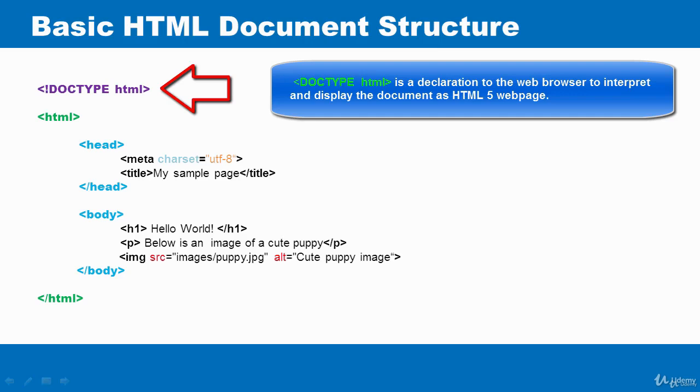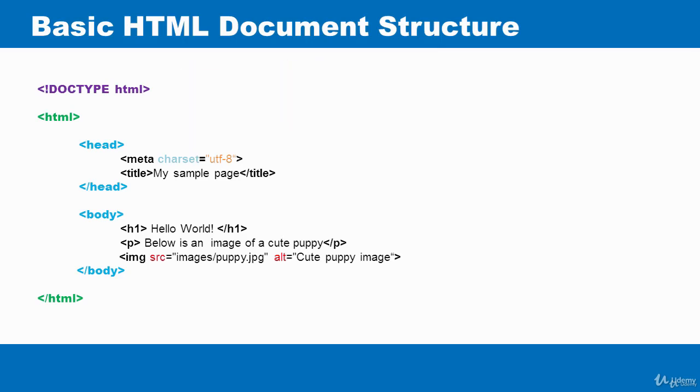I have written the doctype in uppercase, but it is not case sensitive, so you can also write it in lowercase. In the illustration here, I'm saying doctype space HTML. So I'm basically saying the document type is an HTML document. The way you write the doctype is: less than sign, exclamation mark, doctype, and then HTML, and then a greater than sign.